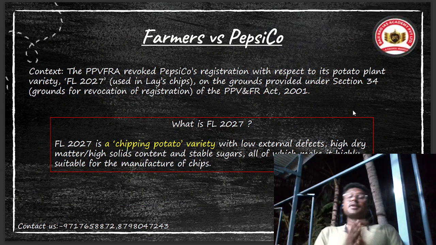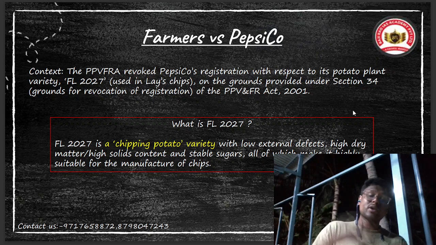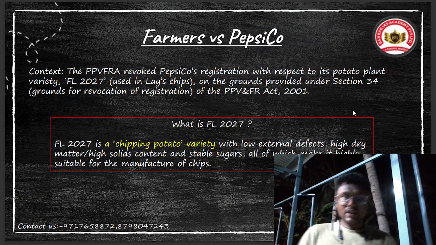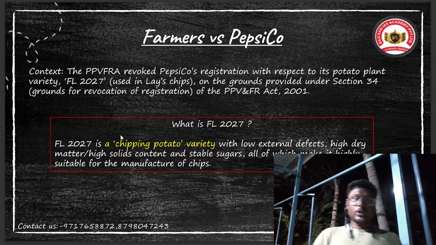In the Lays, we have the potato chips. Have you ever wondered how these potato chips somewhat differ from our regular potatoes? See, guys, PepsiCo uses a different type of variety, that is FL 2027. It is a type of potato. It is especially called a chips potato.